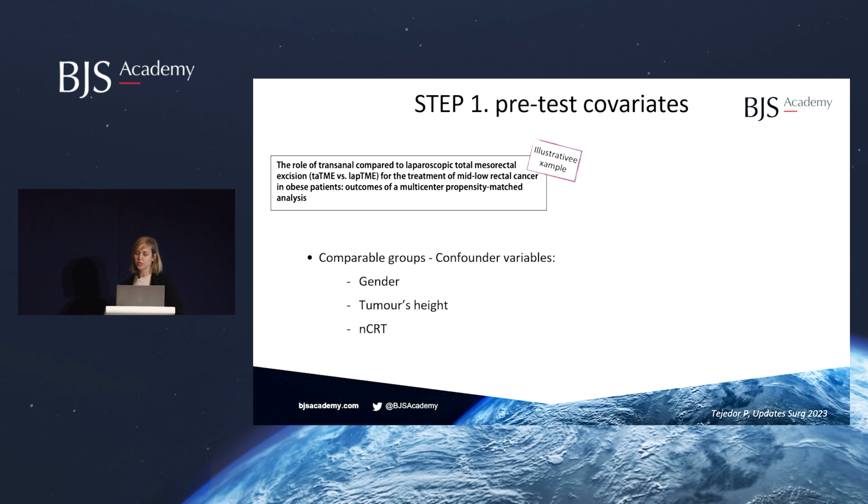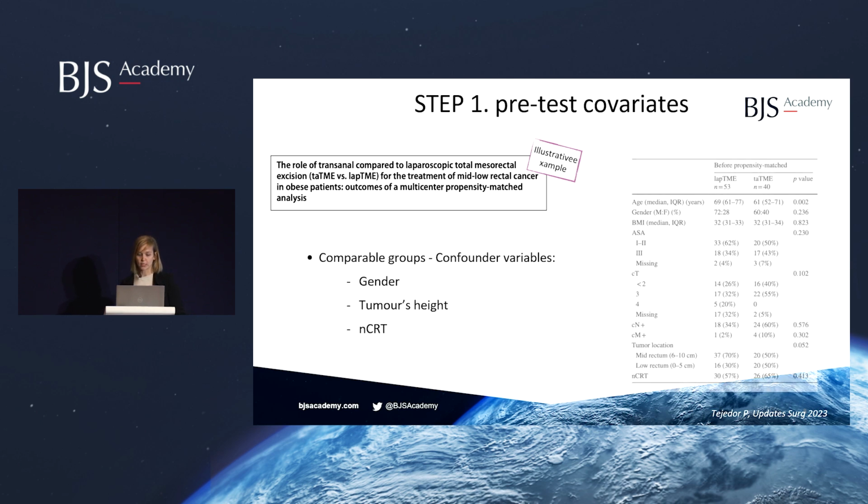So, if we consider a study comparing the rate of sphincter-saving surgery between two techniques, laparoscopic and TaTME, in a very specific group of patients with obesity diagnosed with mid-low rectal cancer. The differences here among patients with rectal cancer will significantly influence the outcomes. For example, it won't be the same to have a male or a female patient, the tumor height, the percentage of patients with neoadjuvant chemoradiotherapy, the obesity, etc. All of these will be our covariates and cannot differ between the two groups of the study.